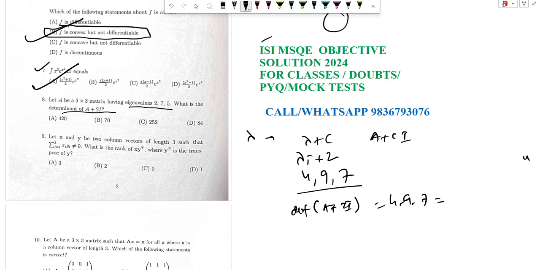Okay, and remember that here one very important thing we need to consider. So this is 4 into 63, 3 fours are 12, so 252. So here the answer is 252.